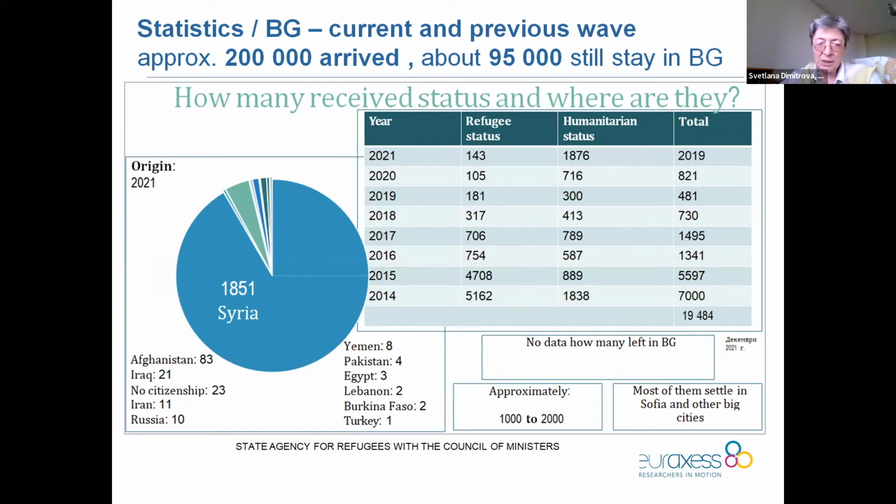But in general, we have applications for a status, and those that got status, as you can see, not more than 2,000 people, mainly from Syria. About 1,000 of them, we suppose, this is the official information, most probably still stay here. Where it is 1,000, where it is 95,000 people.